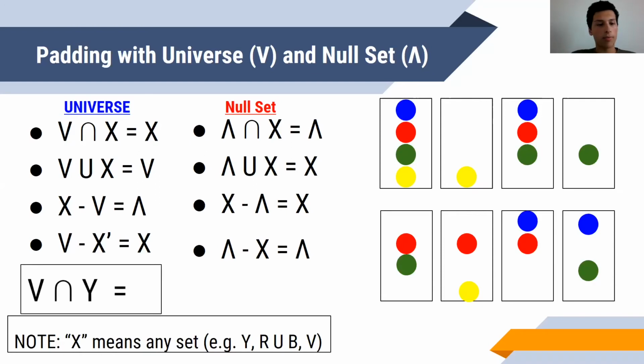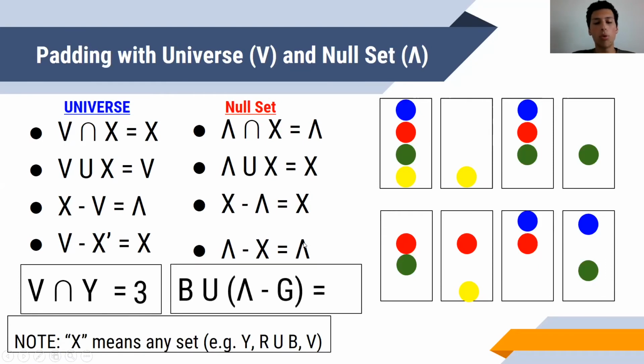So here's an example, universe and yellow. So let's look at this. Which cards have both universe and yellow? The universe refers to all 8 of these cards, and then yellow are these 3. So which cards have both? Well, just these 3. So the answer is 3.